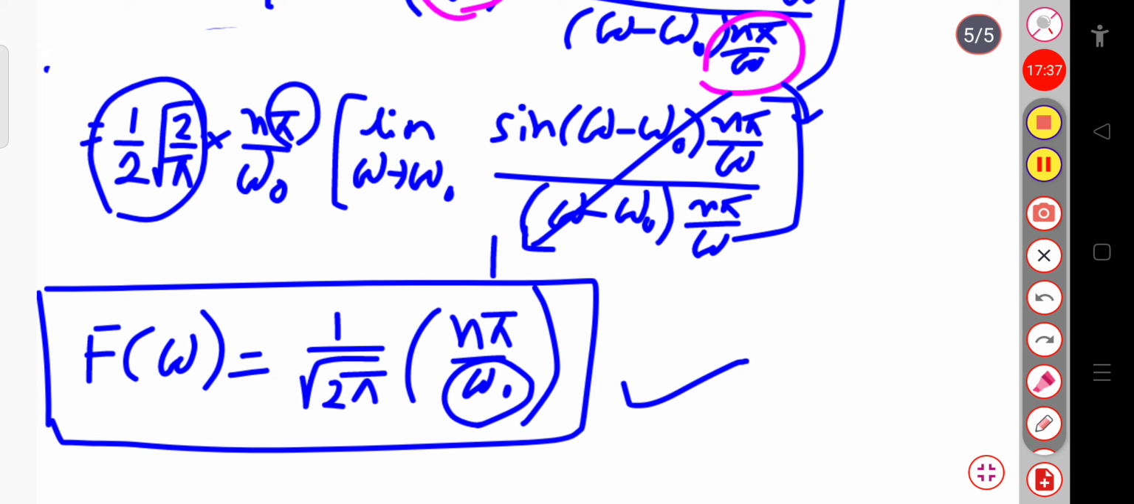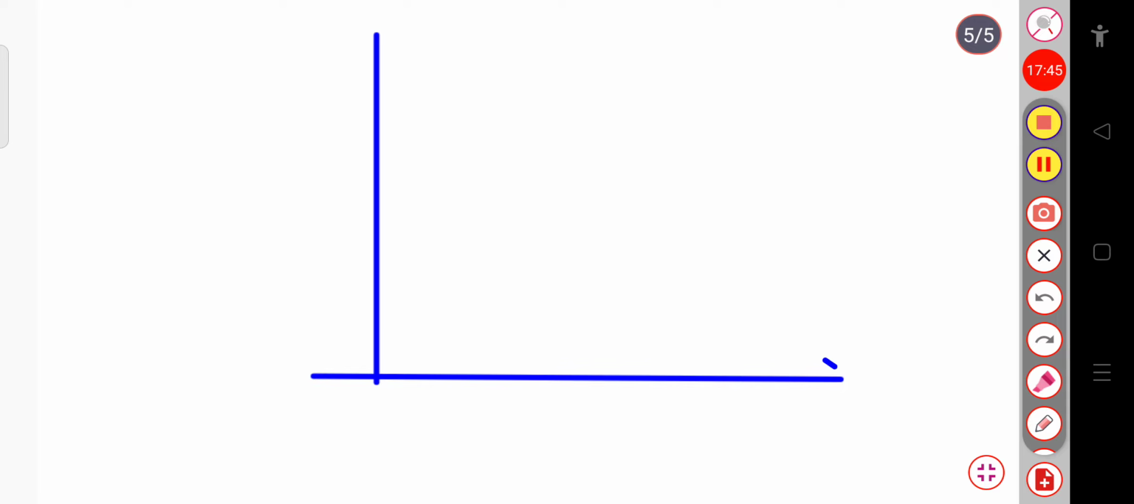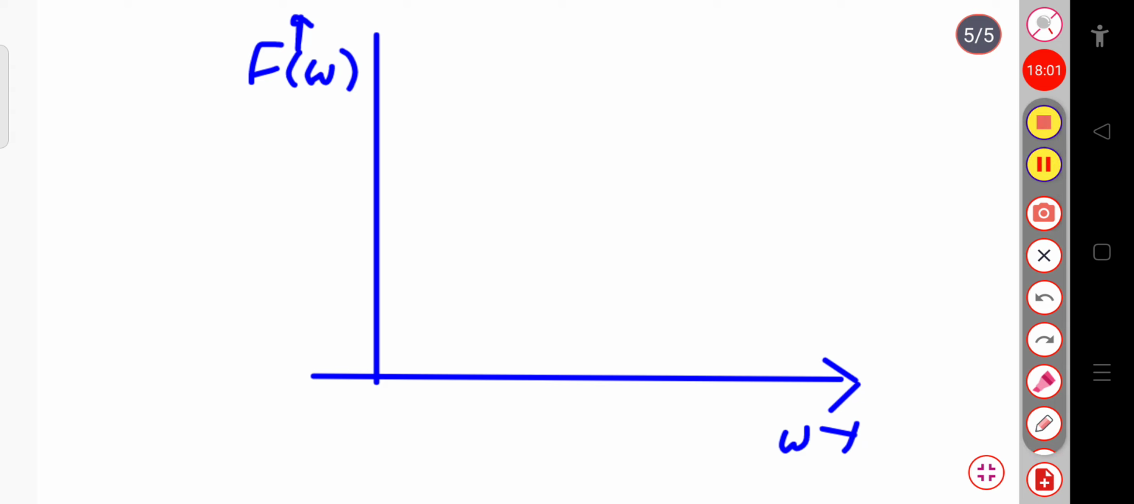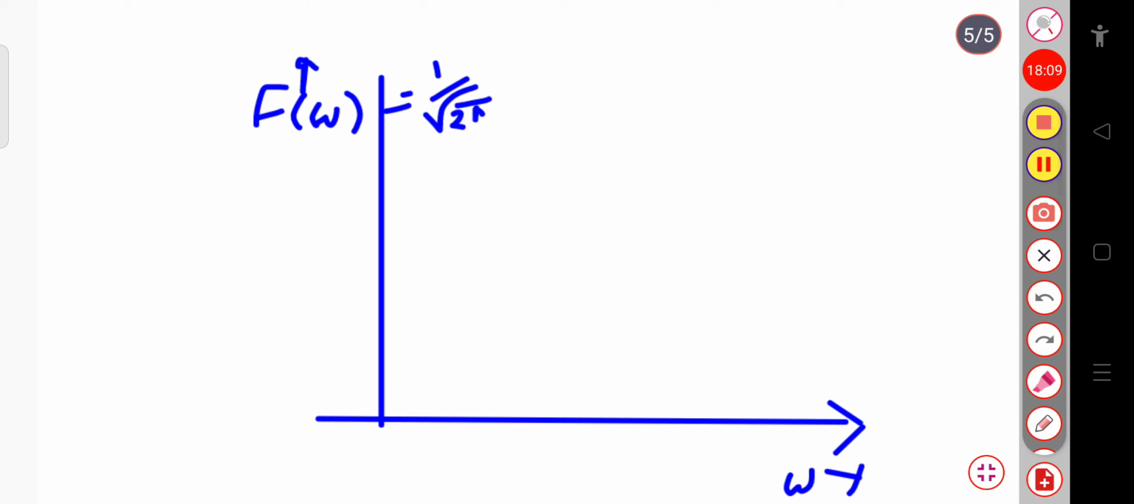let me plot the graph for omega versus f of omega. This is our omega axis and this is f of omega, that is the Fourier transform of that function, on the f of omega axis. This f of omega is nothing but 1 by root over 2 pi into n pi divided by omega naught. Here I am writing n pi by omega naught. Okay, this is the Fourier transform.